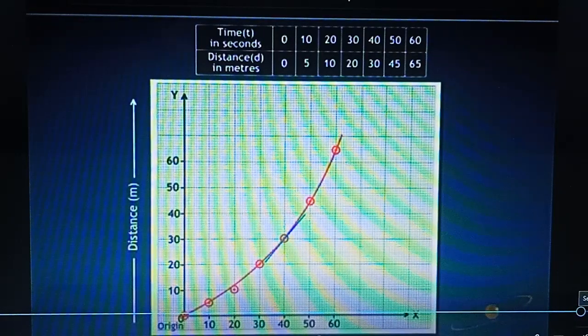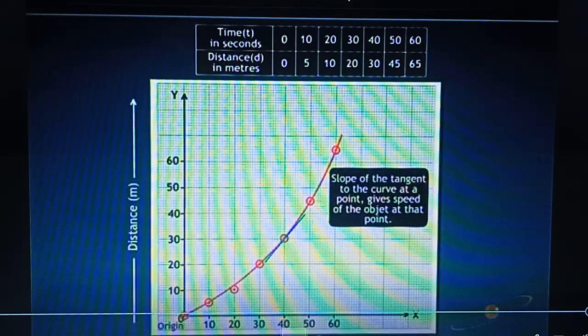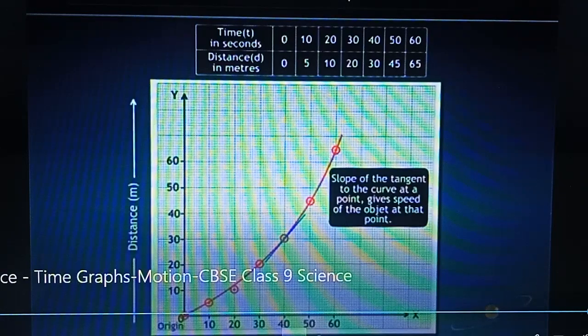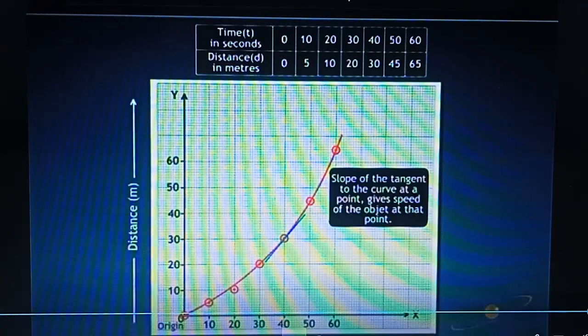So this was our presentation on distance time graph. Proceeding, the next video will be considering velocity time graph.